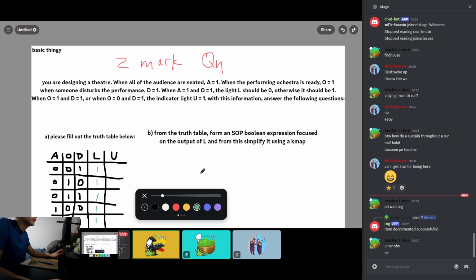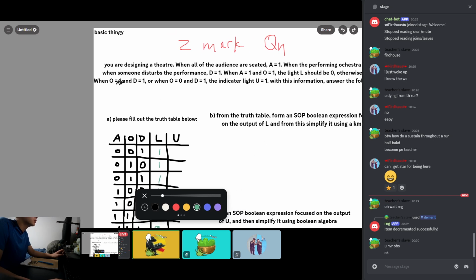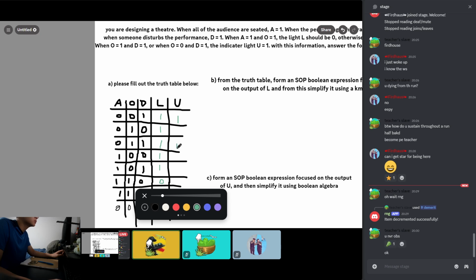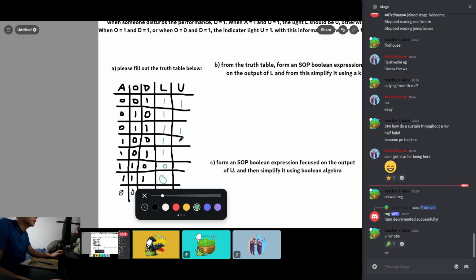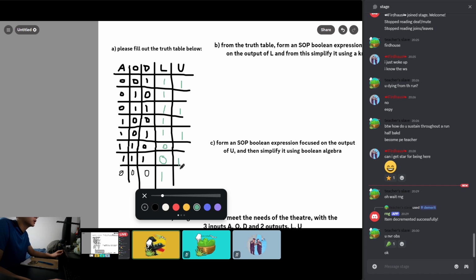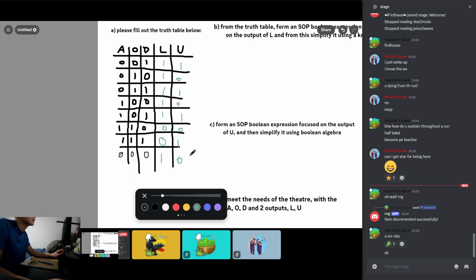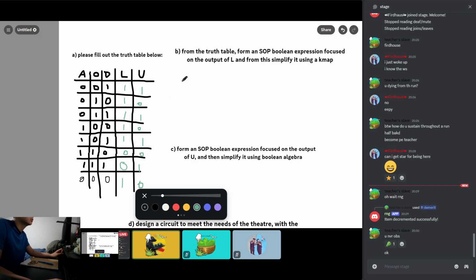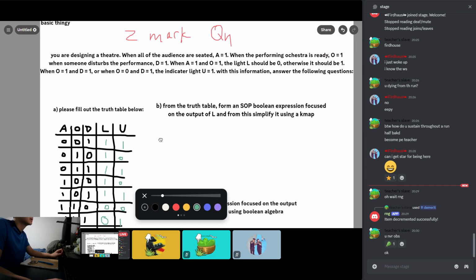For U, it should be 1 when O and D are 1 1 or 0 1. So then it will be 1 1 0 1 1 1 0 1 1 1, like that. So it looks like this, alternating. Okay, that's correct. We filled out the truth table already. So that's the answer to B.